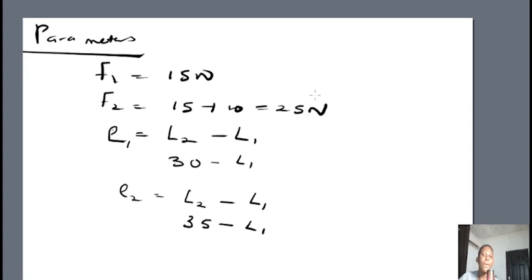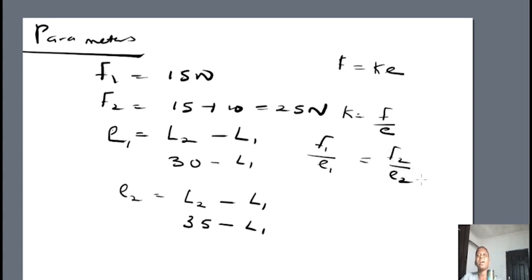Don't forget our Hooke's law formula, which says that F is equals to KE, right? So let's put our K is equals to F over E. So F1 over E1 is equals to F2 over E2. I'm sure we're very clear with this. Should we clean our board? Are we clear? Yes, I guess we can clean the board so that we can write it there.